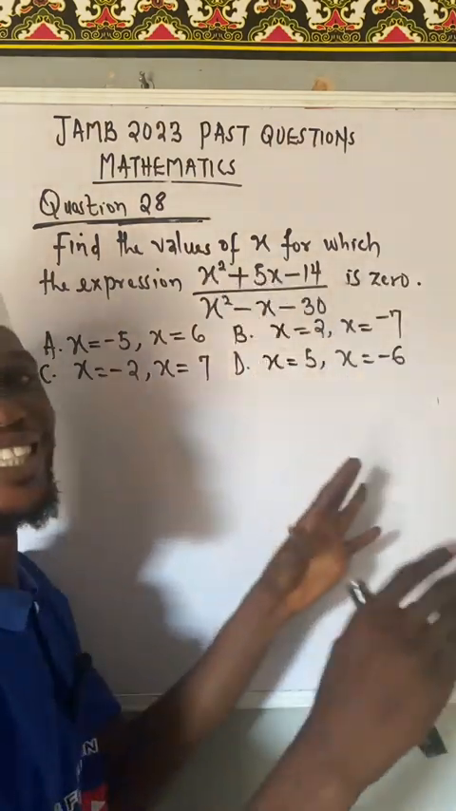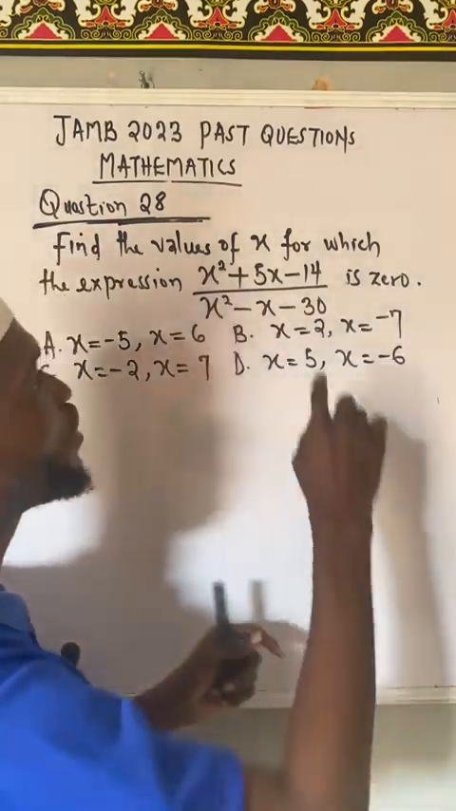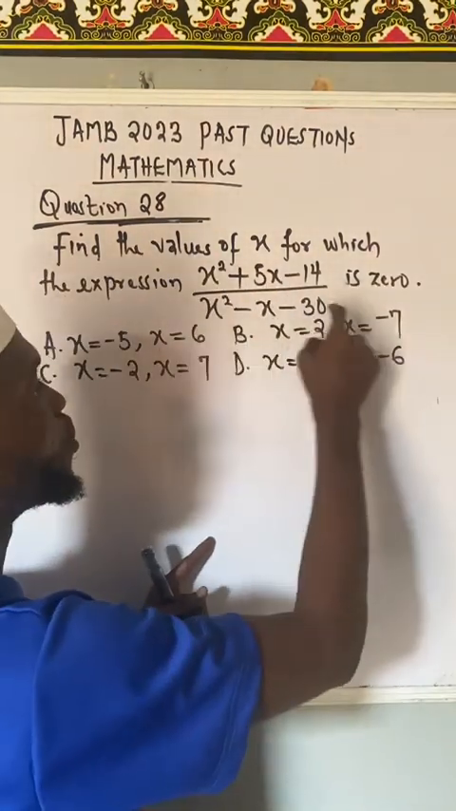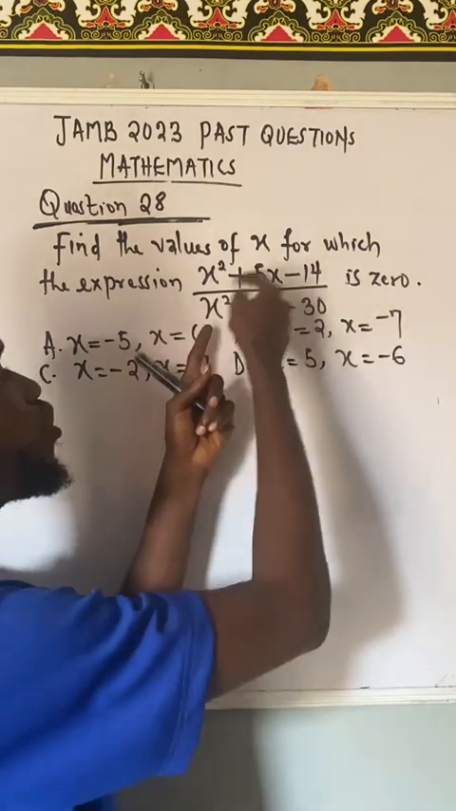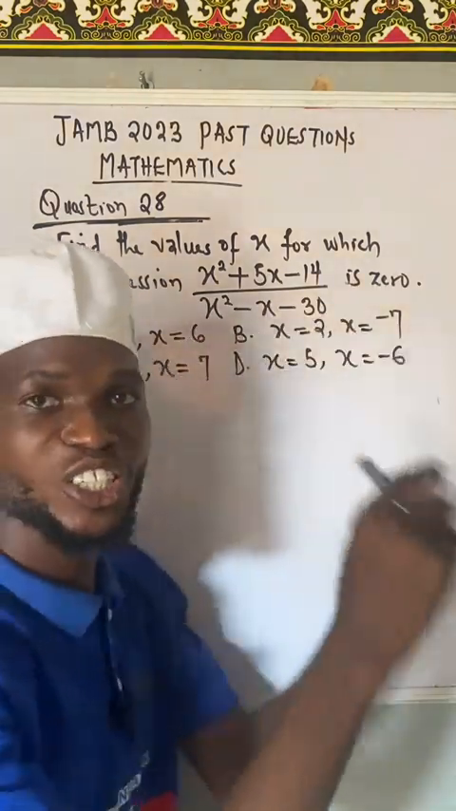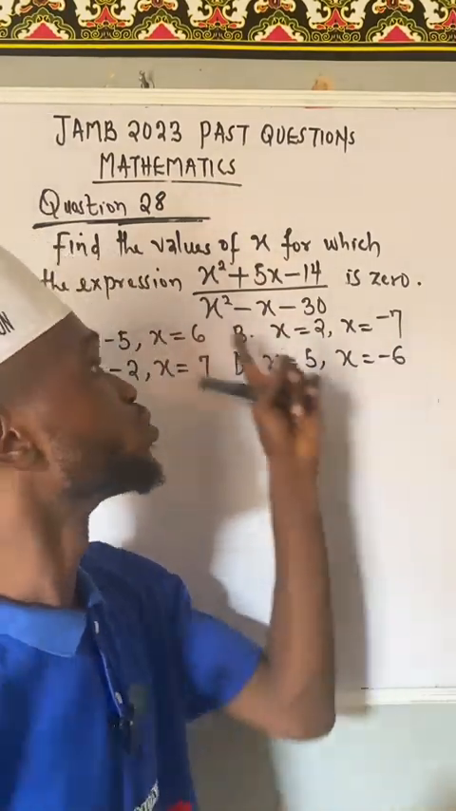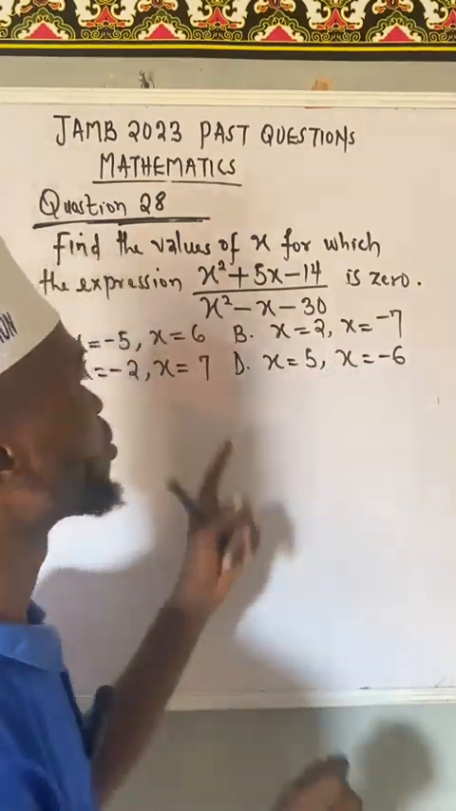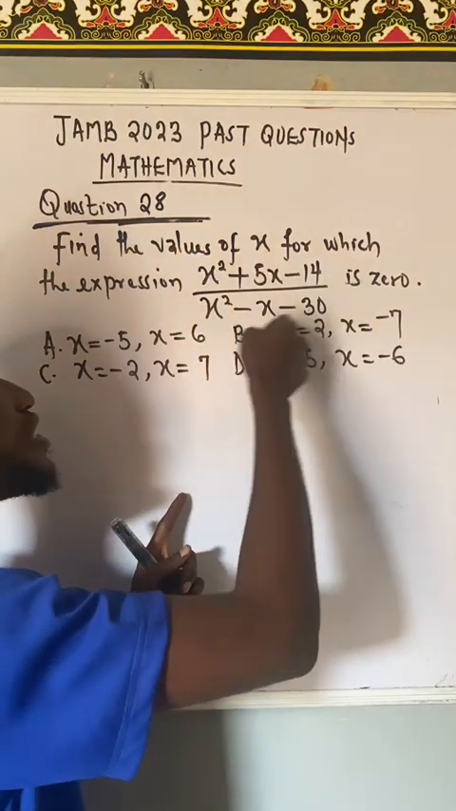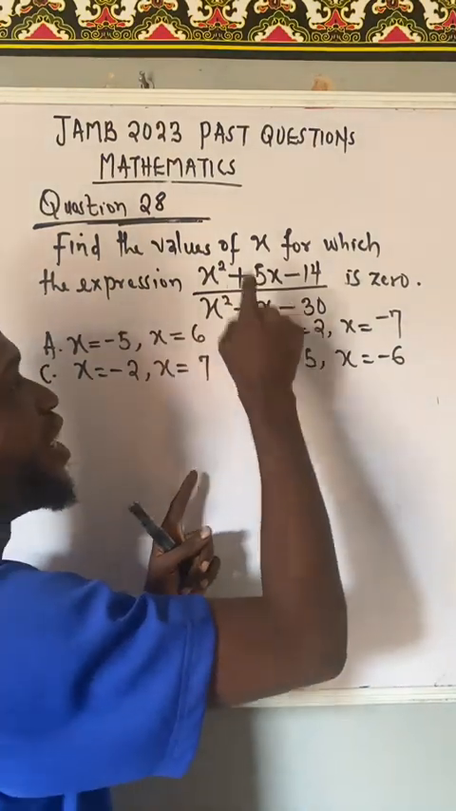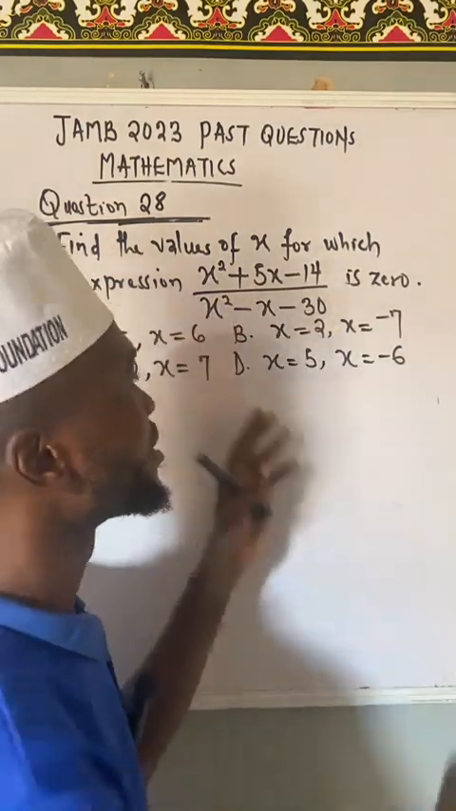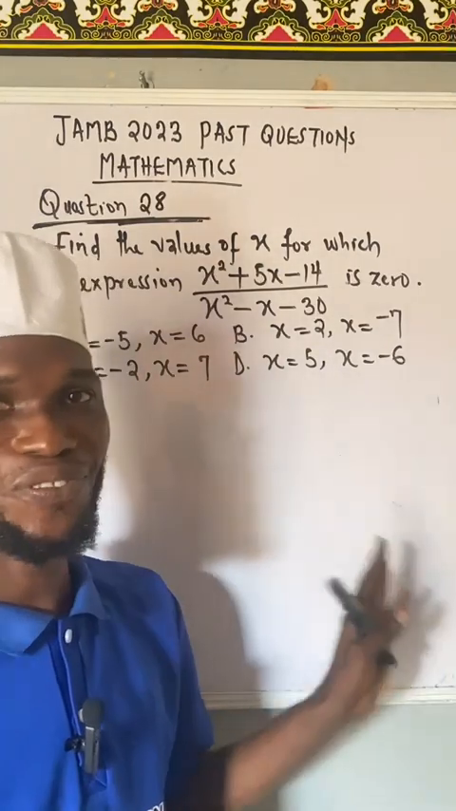this expression is undefined. So if they use the word undefined, you will only deal with the denominator, because you will solve the denominator, get all the zeros of the denominator, that is the roots of the denominator, because whatever will make the denominator become 0, anytime the denominator is 0, that means a fraction is undefined.